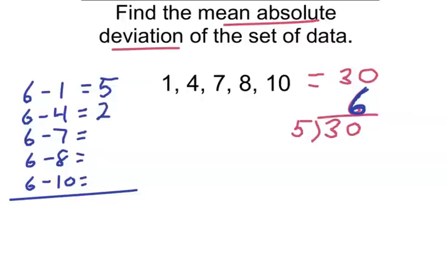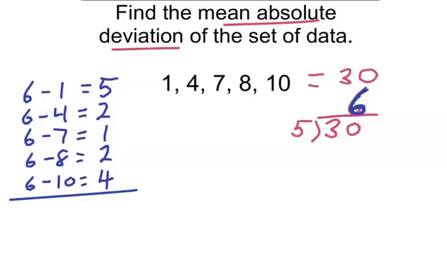6 minus 7 is a negative 1, but we're just going to put 1. 6 minus 8, again, is a negative, so we're just going to put 2. 6 minus 10 is 4, but again, we don't care whether it's positive or negative. We just want to find out how far away.